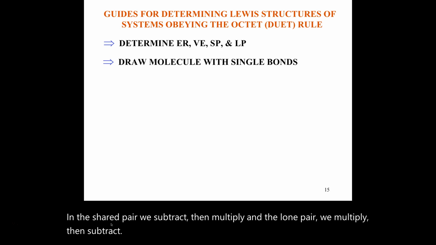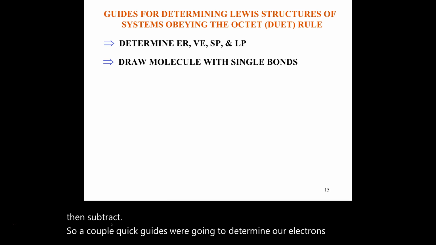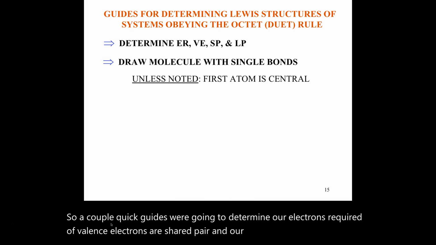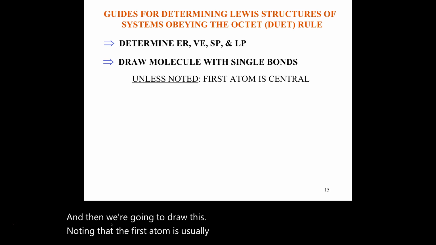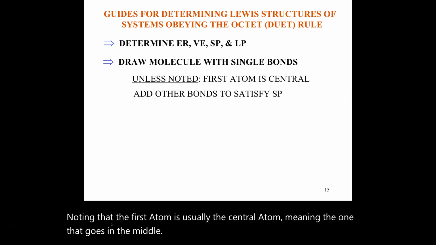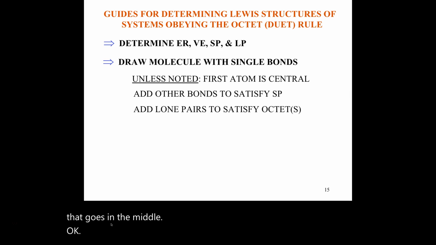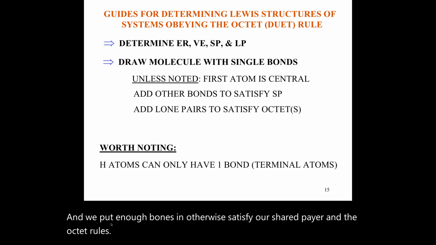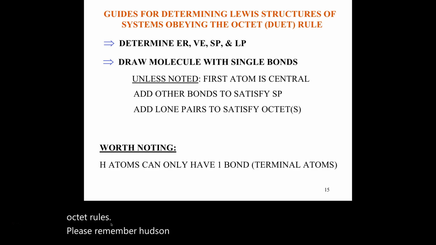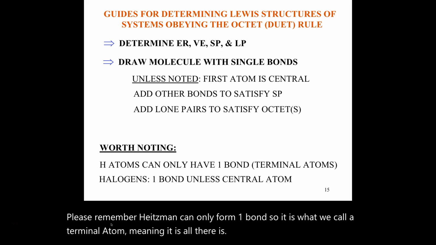So a couple of quick guides. We're going to determine our electrons required, our valence electrons, our shared pair, and our lone pair. And then we're going to draw this, noting that the first atom is usually the central atom, meaning the one that goes in the middle. And we put enough bonds in otherwise to satisfy our shared pair and the octet rules. Please remember, hydrogen can only form 1 bond, so it is what we call a terminal atom, meaning it is all there is. Halogens also are a terminal bond.